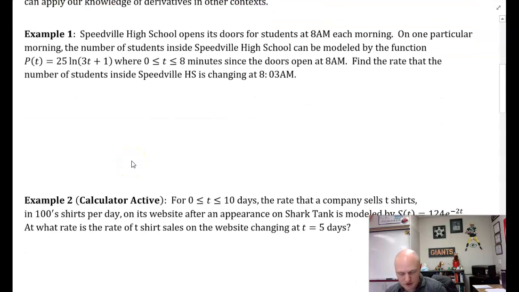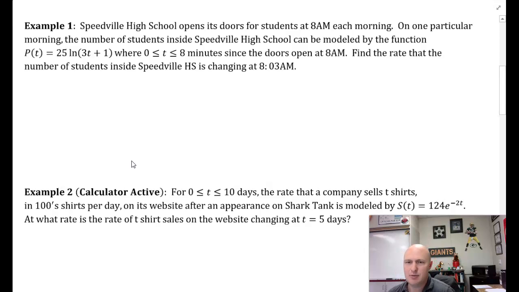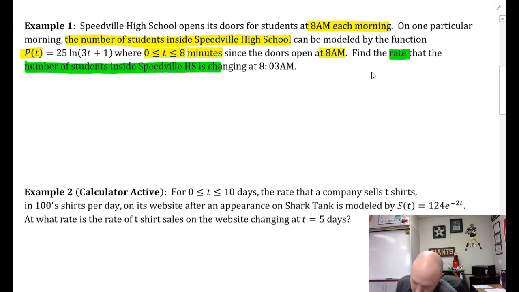Alright, so without further ado, here is example number 1. And example number 1 says, Speedville High School opens its doors for students at 8 a.m. each morning. One particular morning, the number of students inside Speedville High School can be modeled by the function P of t, where 0 is less than or equal to t is less than or equal to 8 minutes since the doors open at 8 a.m. Find the rate that the number of students inside Speedville High School is changing at 8:03 a.m.